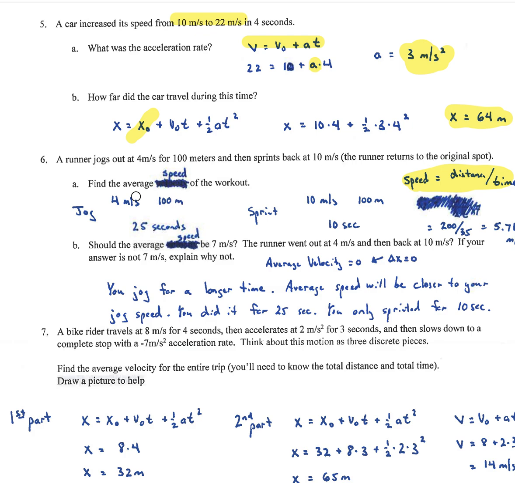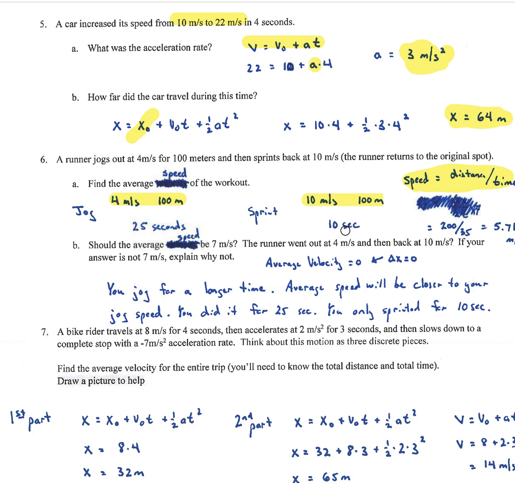Okay, so let's look at the jogging out part. Jogging out at 4 meters per second for 100 meters is going to take you 25 seconds. Sprinting back at 10 meters per second, traveling 100 meters, is going to give you 10 seconds. Thus, the entire workout was 35 seconds.